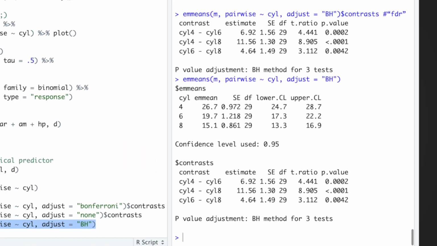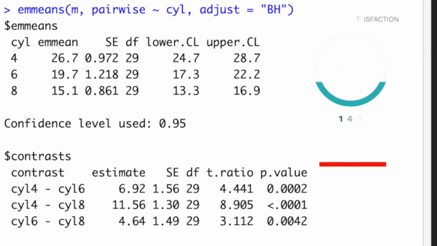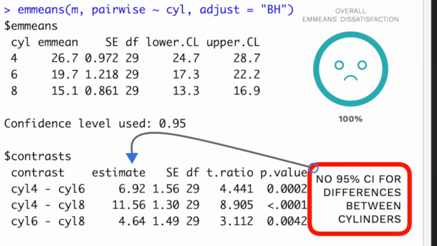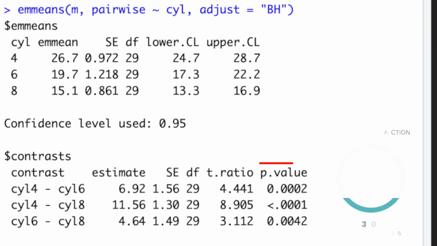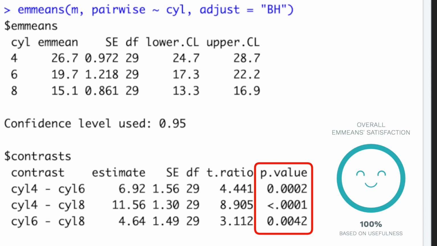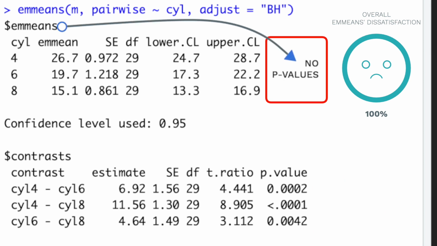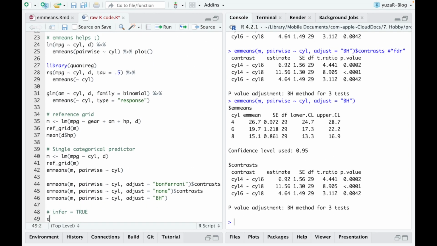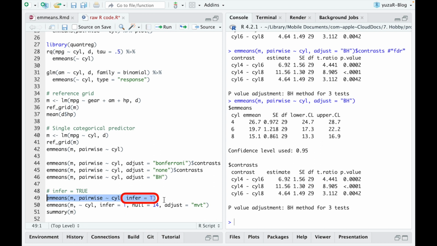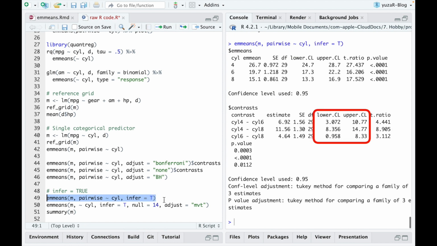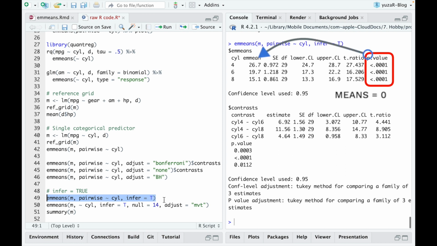Interestingly, the emmeans function shows us 95% confidence intervals of the means, but not of the estimates of contrasts, which are differences between cylinders. On the other hand, the contrasts have p-values, which test the null hypothesis that the difference is literally zero, while the emmeans section does not test any hypothesis and therefore has no p-values. We could greatly increase the output of emmeans by using the infer equals true argument. This produces 95% confidence intervals for the differences among cylinders, which is more useful than the standard error. It also tests the null hypothesis that the means are actually zero. However, testing emmeans against zero is not particularly useful, which is why p-values are usually not shown.